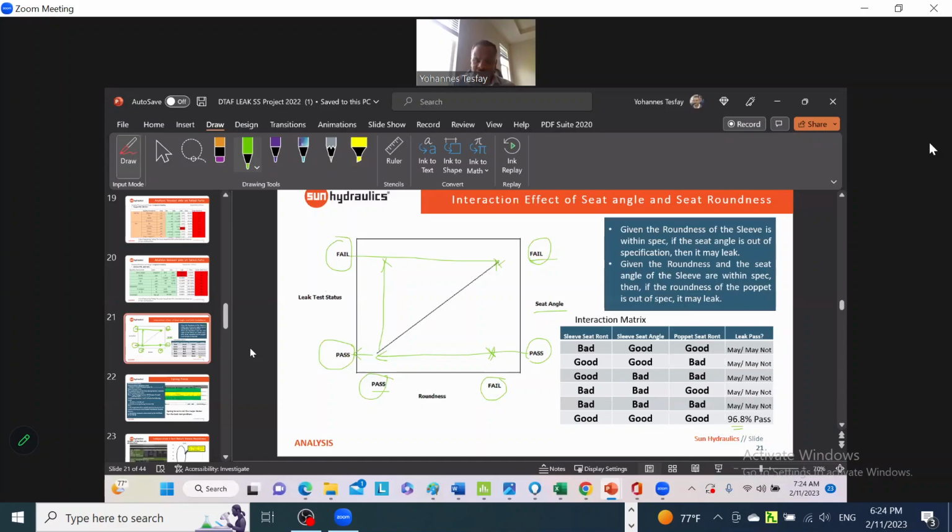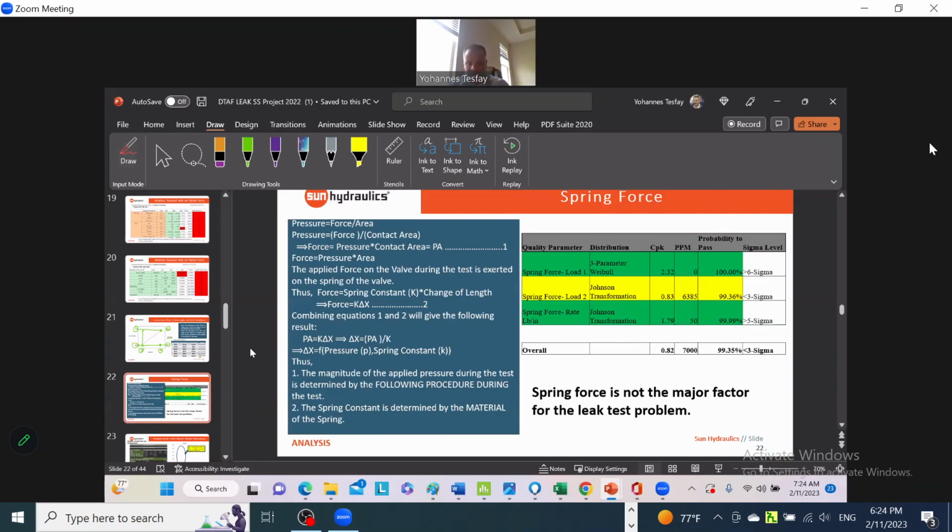The other factor was spring. From spring, when we define applied force, that's pressure times contact area. Force is spring constant times change of X. When we combine these two, change of X is a function of pressure applied, which is variable, and spring constant, K. Spring constant is a function of, again, material.